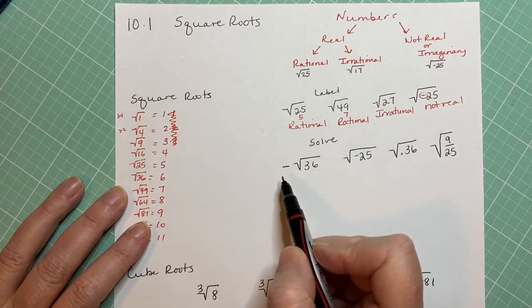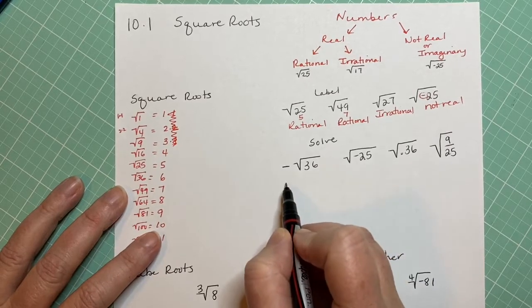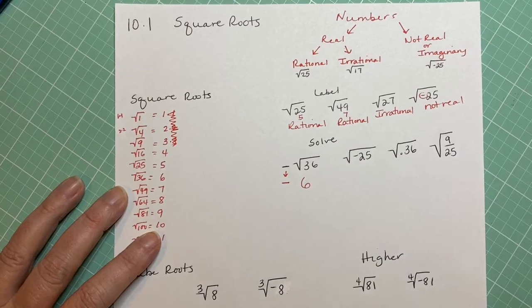So let's look at this first one. Here the negative is outside of the square root sign, so that's okay. This negative is just going to come down, and the square root of 36 is 6. So the answer to the negative square root of 36 is negative 6.